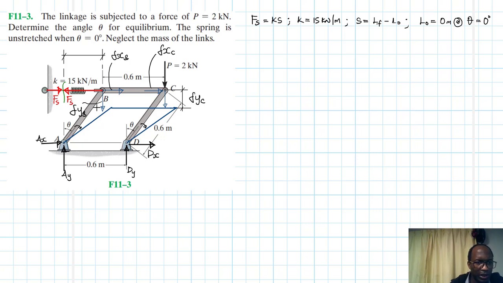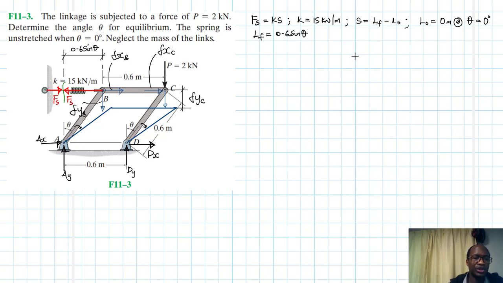Let me write the actual. So the length of the spring, the length of the member. What is the length of this member? This is 0.6. And then we have the angle there. So this side, it is cos, therefore this is going to be 0.6 sine theta. So that is the stretch. That is the final length. So L final is equal to 0.6 sine theta. Okay.